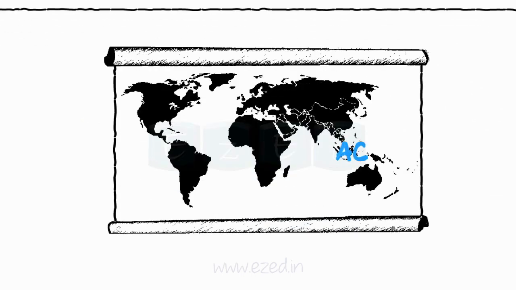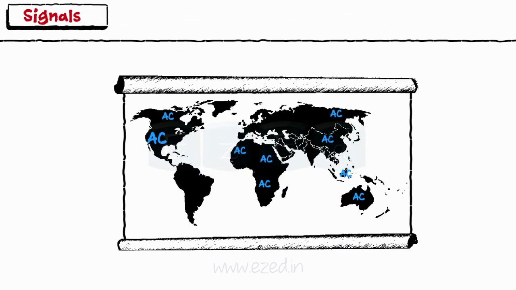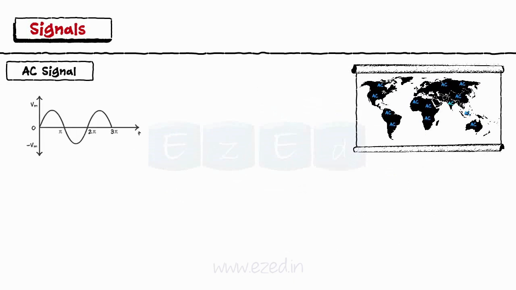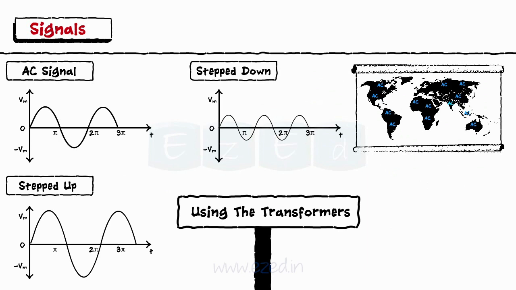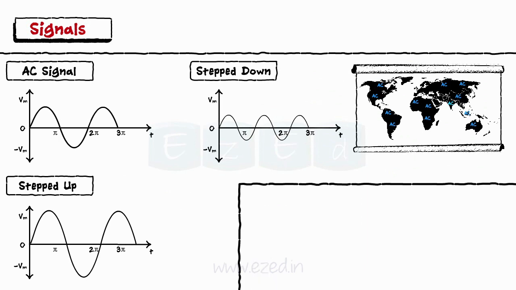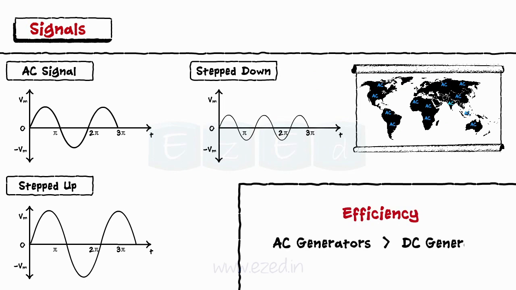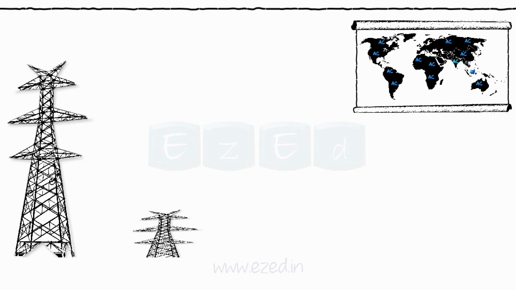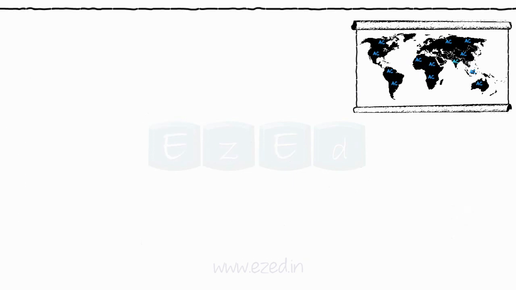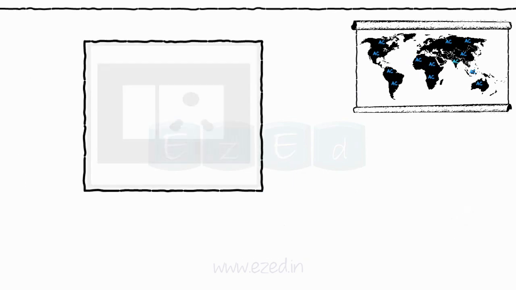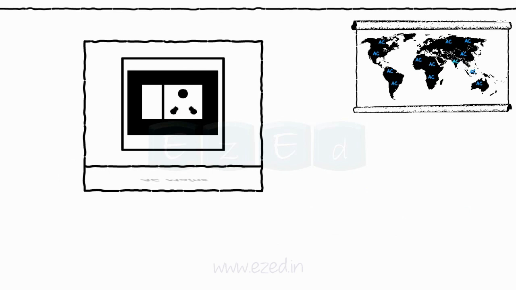This form of signals finds many applications throughout the world. Its magnitude can be stepped up or stepped down very easily using transformers. AC signal generators provide more power and efficiency in the generation of the AC signal than the DC generators. Due to these advantages, AC signal is used for the transmission of electricity throughout the world. And that is why we get AC signal at our homes, which we refer to as AC mains.